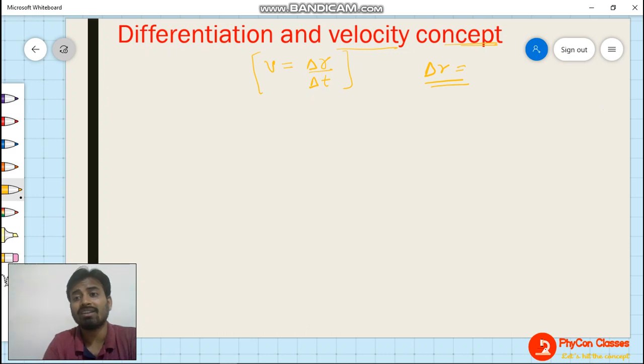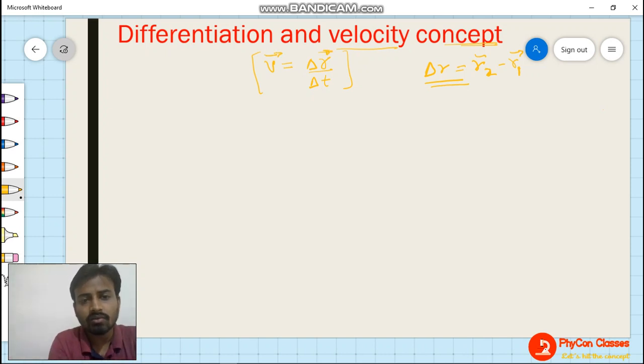Change in position, r2 minus r1. This is given as r2 vector minus r1 vector. R is the position vector and 2 and 1 represent point 2 and point 1. Clear? Now, if a body is moving from point 1 to point 2, then the displacement vector is given by r2 minus r1. That displacement vector divided by time is going to give you the velocity vector. So if this is a vector, then displacement is also a vector.